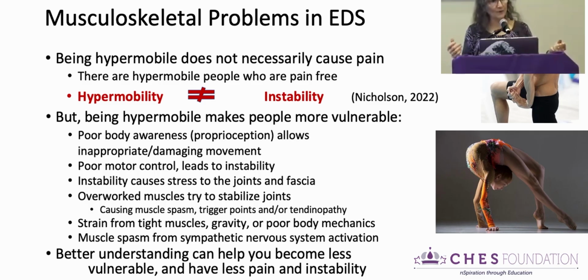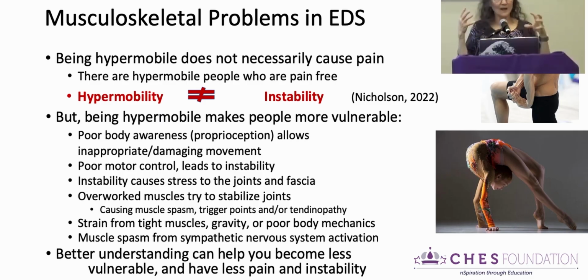Poor motor control. If you're not able to access the correct muscle at the correct time to hold you in the correct place. So people who are hypermobile tend to have this all or nothing, that they're like, oh, you want me to move? They don't have a gradation from 0 to 10. They just have on and off.